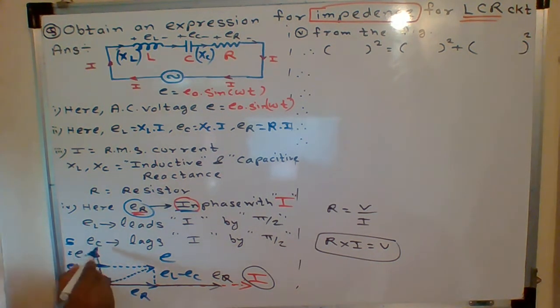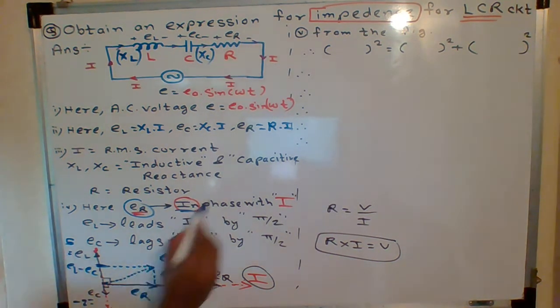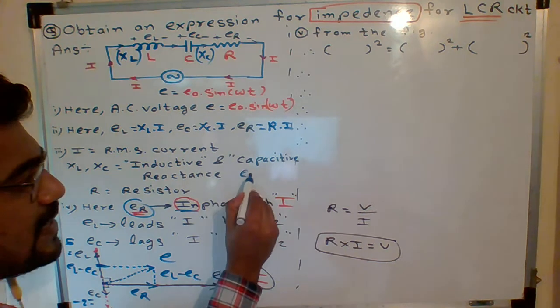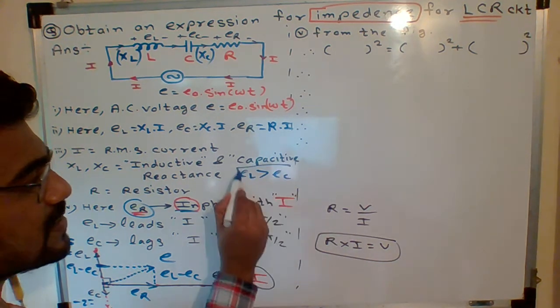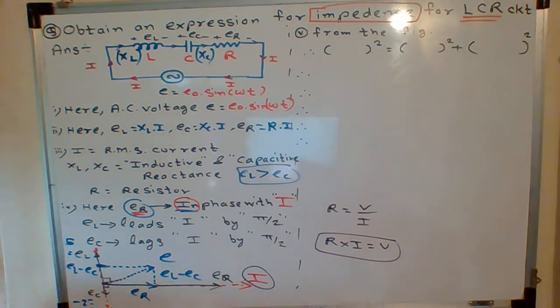And what about EC? EC is the voltage across capacitor, which lags I by 90 degrees. That's why it will come down. Okay, lags by I. So suppose I consider here EL is greater than EC. That is the condition. It can be reverse also, but here I consider EL is greater than EC. So what is the net voltage?